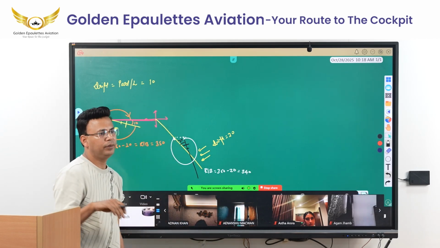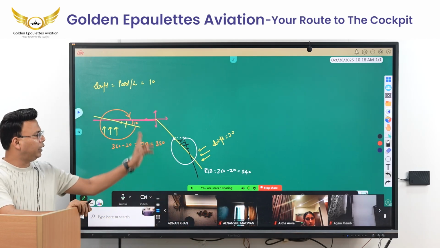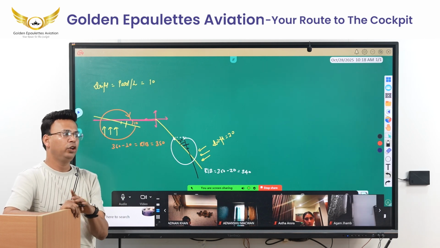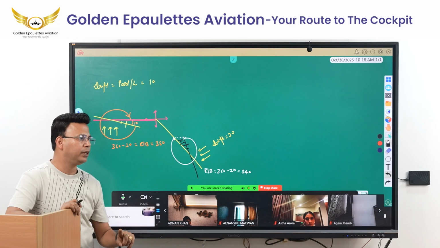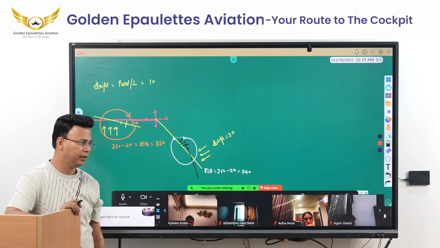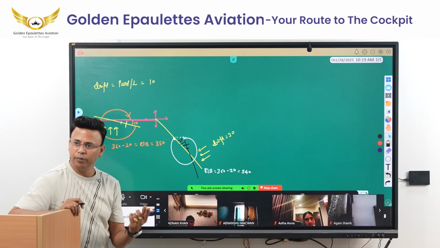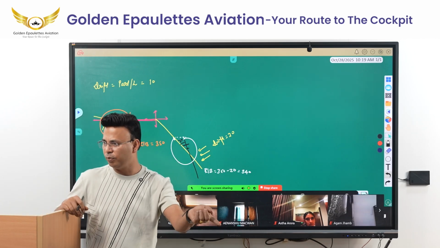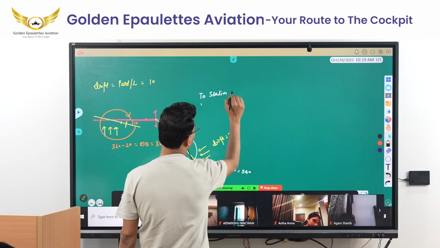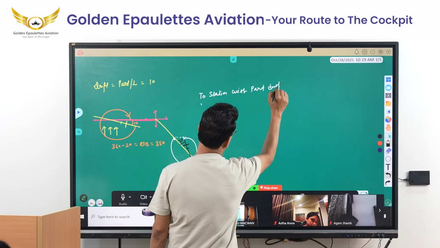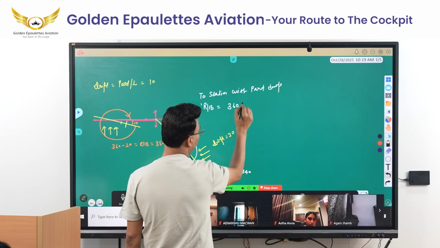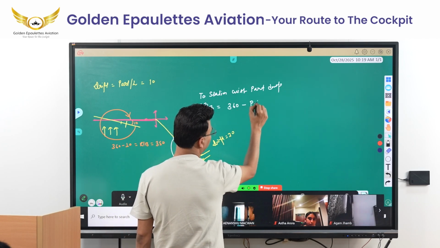What we get out of this is, whenever you are tracking into the station with port drift, your relative bearing is always 000 or 360 minus port drift. For starboard drift, what was it? 000 plus starboard drift. So to the station with port drift, relative bearing would be 360 minus port drift.